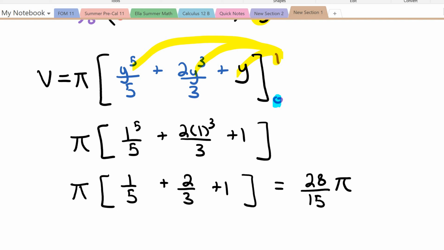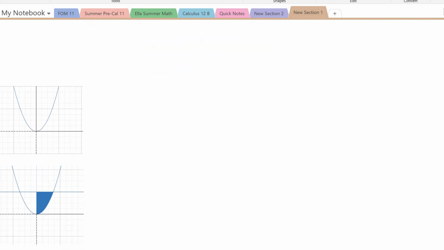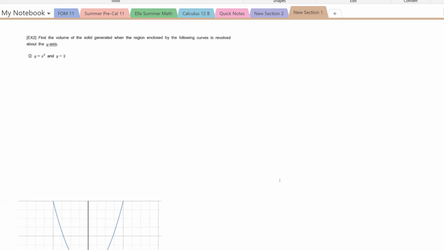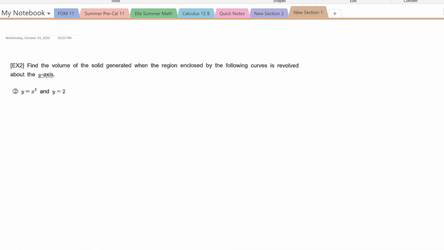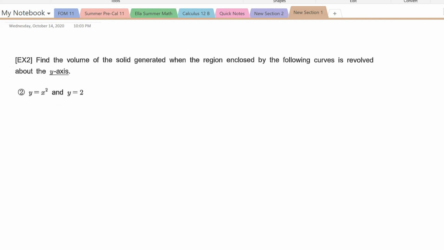Okay, let's keep on moving along here. All right, let's take a look at the next example. I want to find the volume of the solid generated when the region enclosed by the following curves is revolved around the y-axis. This time I just have y equals x squared, and it's being bounded by y equals 2. So let's take a look at what the diagram would look like.